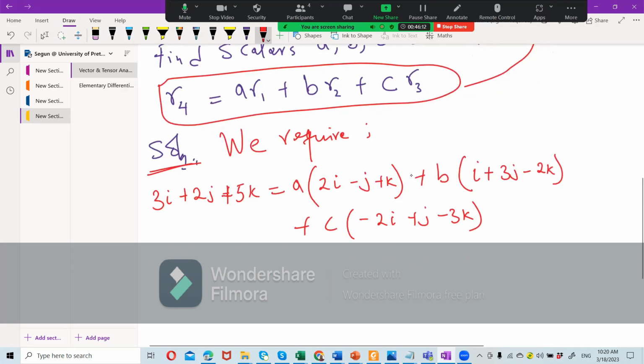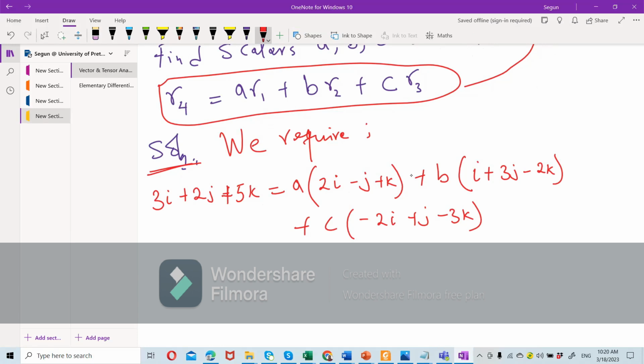So what we need here will be open the bracket with A, open the bracket with B, open the bracket with C. So in this case now, I will need to do this: 3I plus 2J plus 5K equals to, if I begin to open this one, let me take all the I. If I'm taking all the I, it simply means I'm going to have 2AI plus BI minus 2CI. Do you agree with me? I agree, sir.